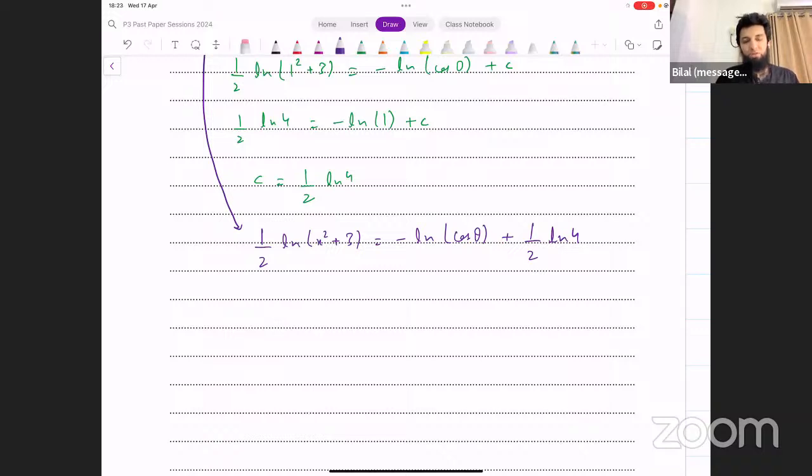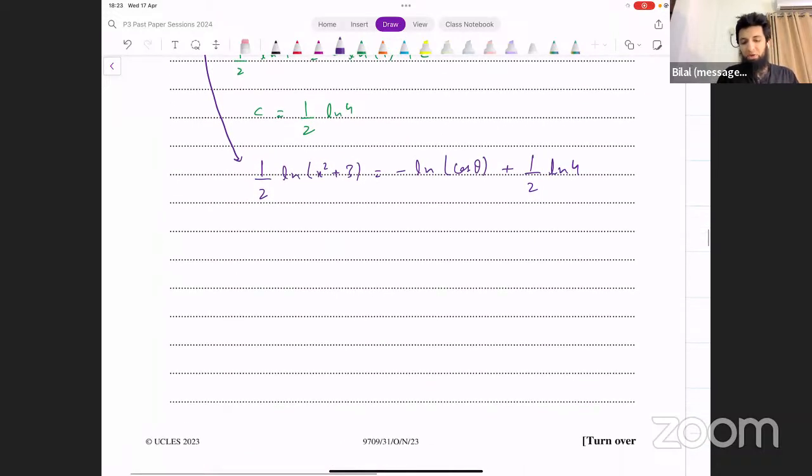In order to apply the multiplication or division rule, we need to get rid of these numbers outside. So we have 1/2 here. We have 1/2 here as well. How can we get rid of them? We can simplify this equation by multiplying the whole equation by 2 first of all, so it becomes ln of x squared plus 3 equal to minus 2 ln of cos theta plus ln of 4. What I've done is I've multiplied the whole equation by 2 to get rid of the fractions. Now, on the right side, we could take 1/2 to the power, but remember what we want to do is make x squared the subject.